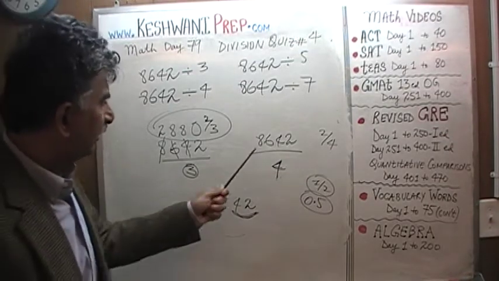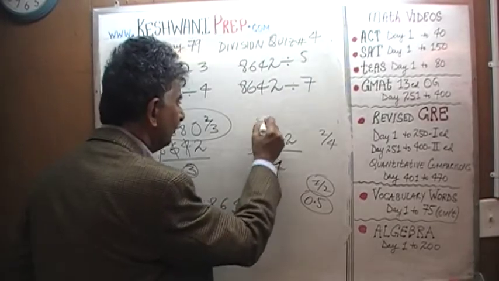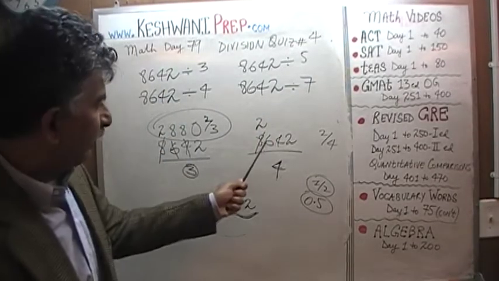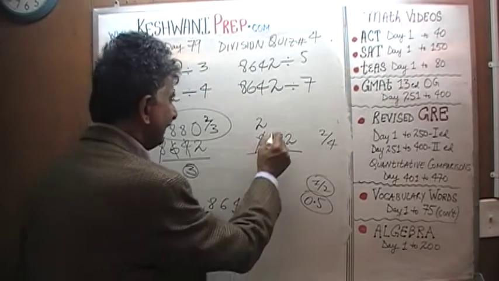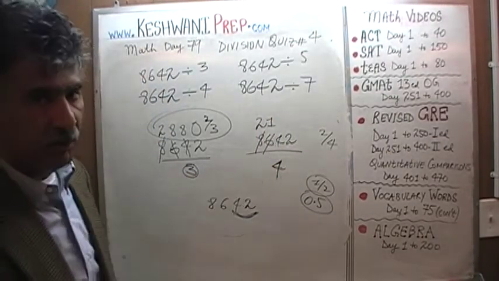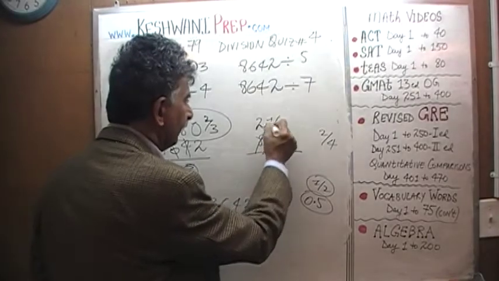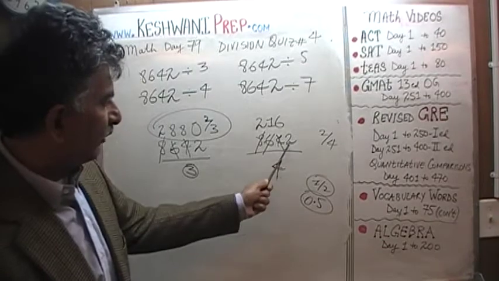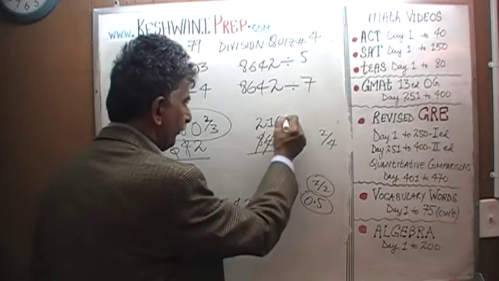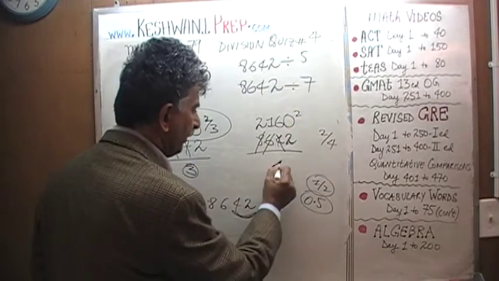Let's do it together. How many 4s does 8 have? 8 has 2 4s. How many 4s does 6 have? 6 has 1 4. The remaining 2 goes and joins the 4 becomes 24. And 24 has? 6 4s. How many 4s does 2 have? 2 has no 4s. That 2 right there is our remainder, which is to be divided by 4.